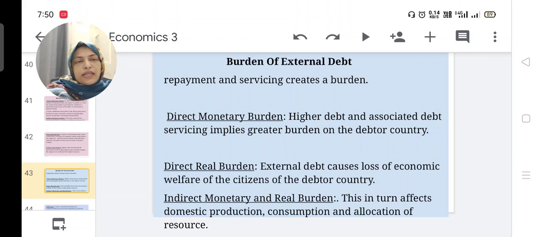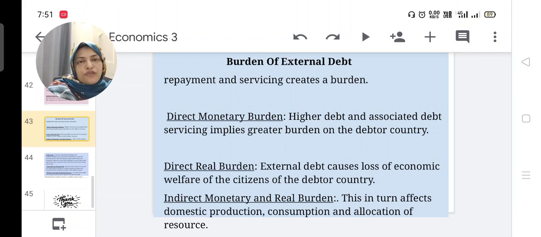Then indirect monetary and real burden. This in turn affects domestic production, consumption and allocation of resources. Because the government works hard to strive to repay the debt, but at the same time it affects the country's domestic production, consumption and the allocation of resources.